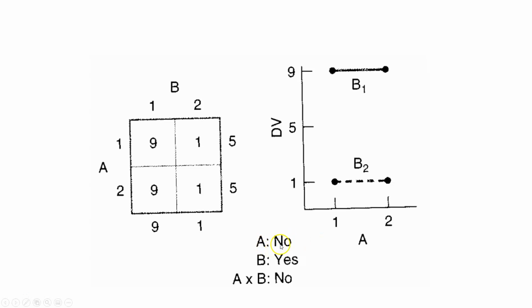Here you can see there's not a main effect of A because the two levels of A are averaged at 5 and 5. There is a main effect of B because the average levels are 9 and 1. There is not an interaction because these two lines are parallel with each other.